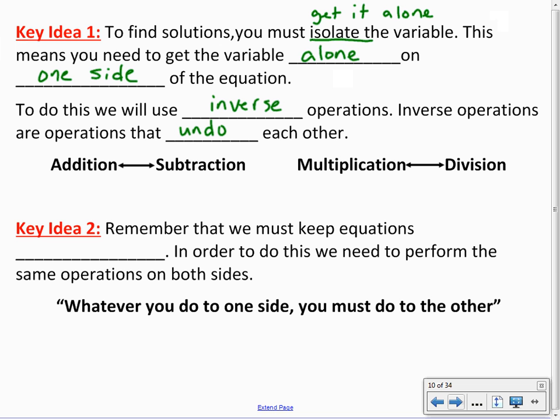And remember, when we're solving equations, it's really important that we keep the equations balanced. In order to do that, you have to perform the same operations on both sides. So whatever you do to one side, you must do to the other. If I add 2 to one side of my equation, I have to add 2 to the other side as well. So let's see some examples.